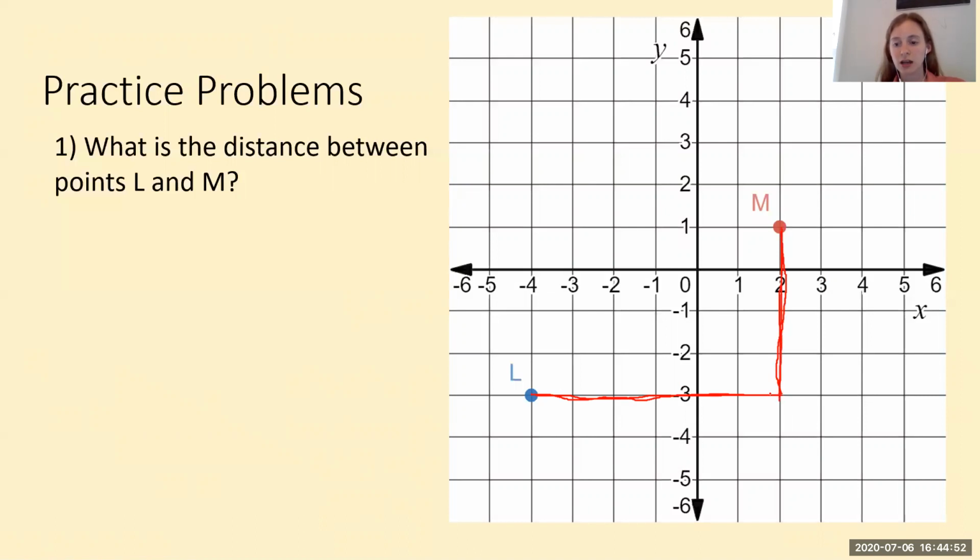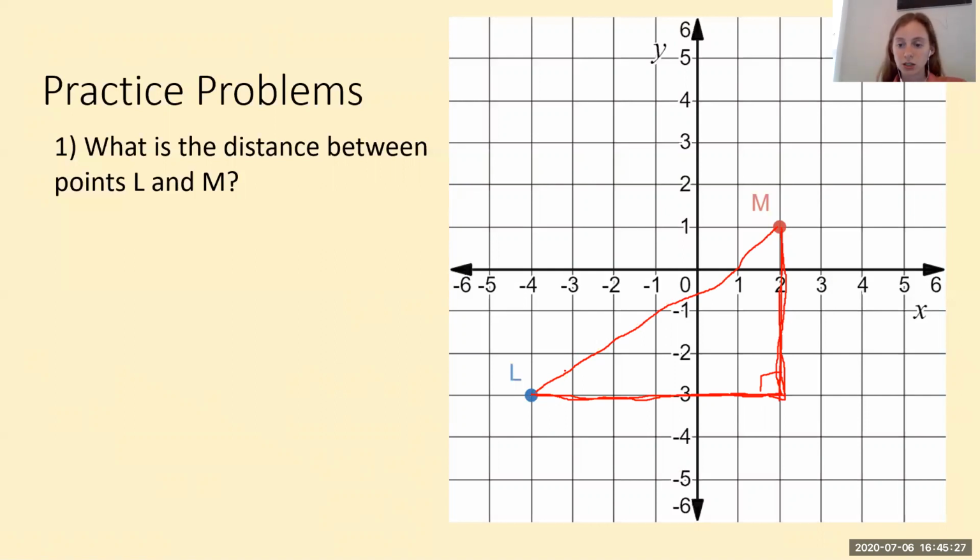So I've just created a nice right angle here. I've created 2 legs of a right triangle. So I've got a line going straight from L to M, or I can take this sort of roundabout route. I can go over and then up. And so I've created a right triangle, and I can use this right triangle to help me find this missing side, this side that's connecting point L and point M.